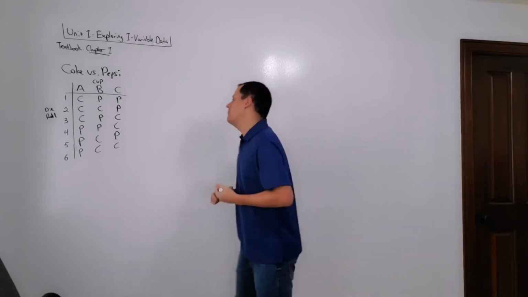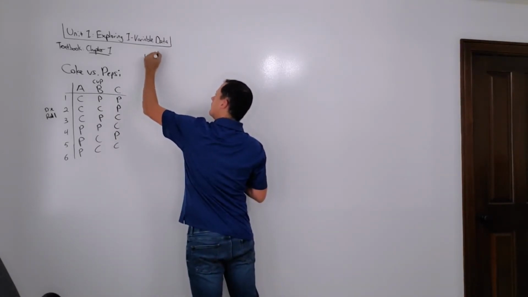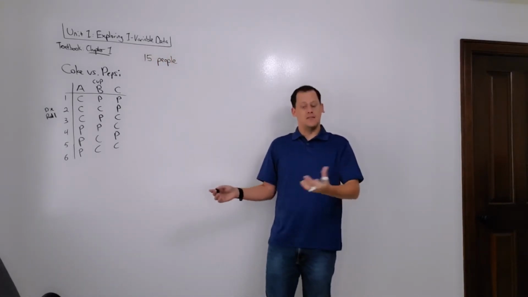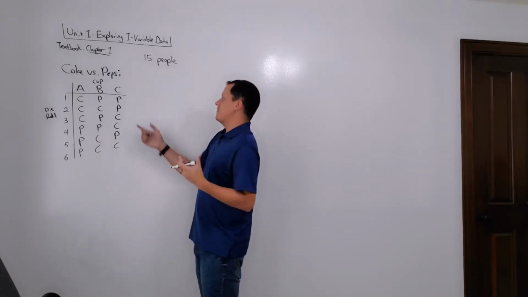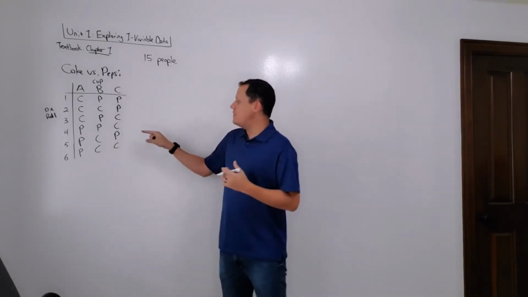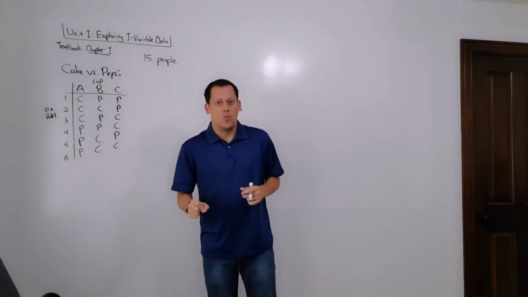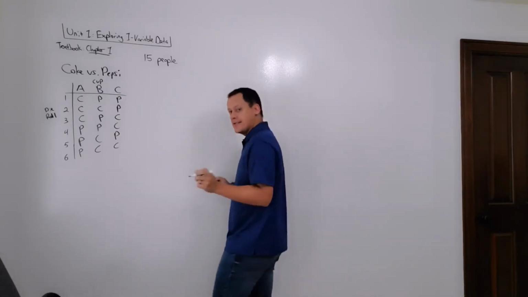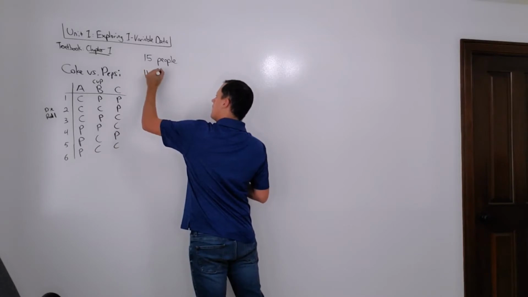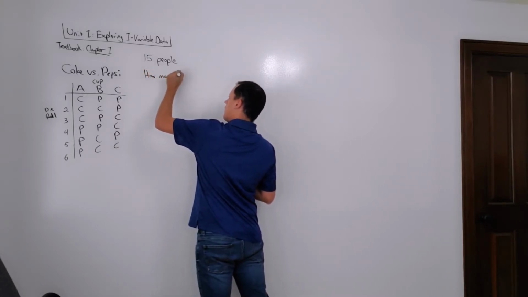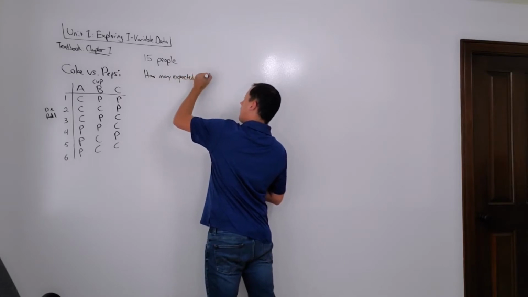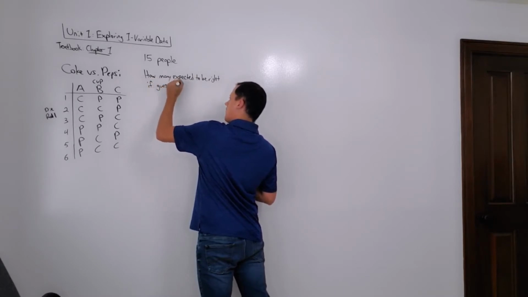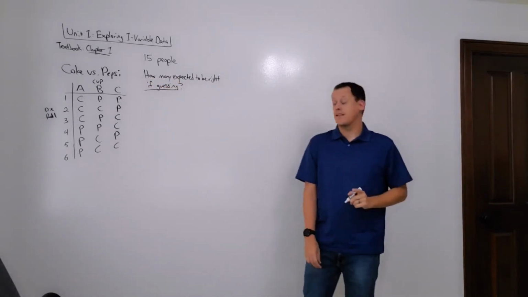If 15 people do this, so let's say the class that we're trying to figure out who knows the difference has 15 people in it. If 15 people do this and guess at random which cup is different, how many people do you expect to get it right if they're guessing? If they really don't have any idea.